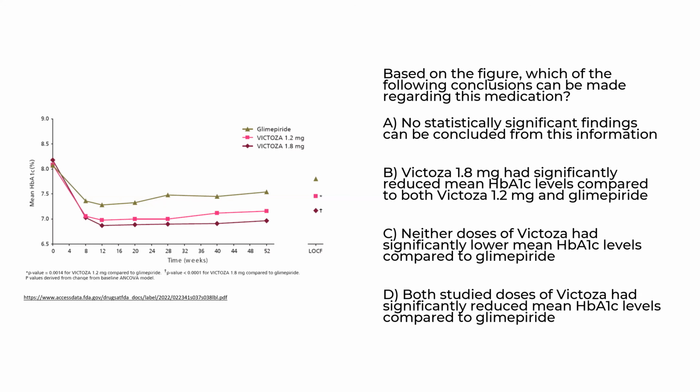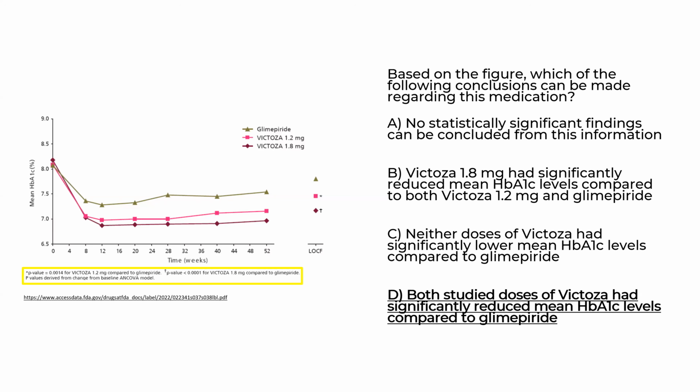Go ahead and pause the video if you'd like to look at the graph and spend some time solving this one. We'll go ahead and jump to the answer for this question. The answer to this one is D. Both studied doses of Victoza had significantly reduced mean hemoglobin A1C levels compared to glimepiride. The trick with these is oftentimes they can provide you tables, they can provide you graphs of varying complexity.